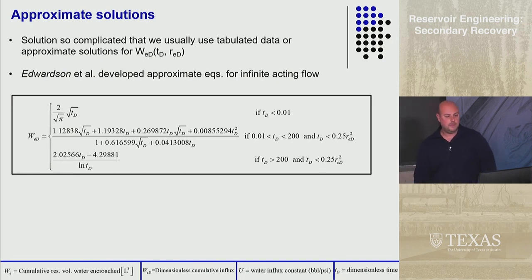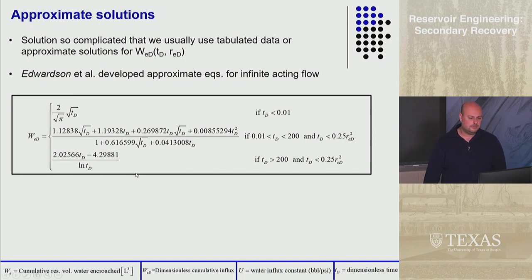was that if TD, the dimensionless time, is really small, less than 0.01, you could use this. If these are the criteria, if it's between 0.01 and 200 and TD is less than this, which is infinite acting flow, then you can use this equation. And if TD is a little bit bigger but still less than 0.25 RED squared, you can use this equation. Now, if TD is greater than 0.25 RED squared, you can't use any of these. So you're out of luck. We've got to use something else.